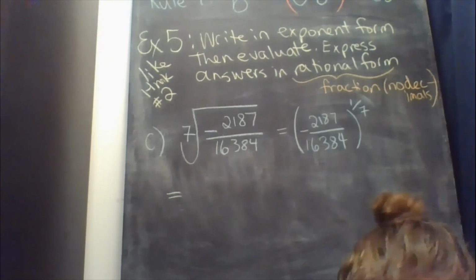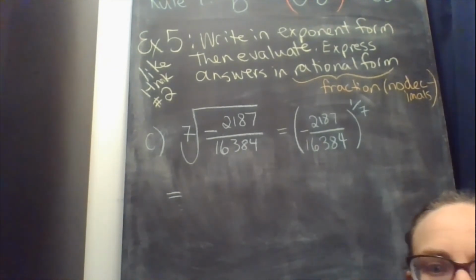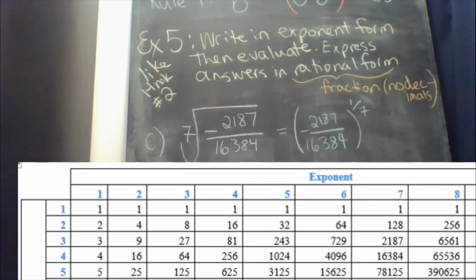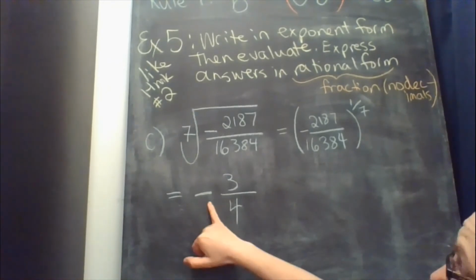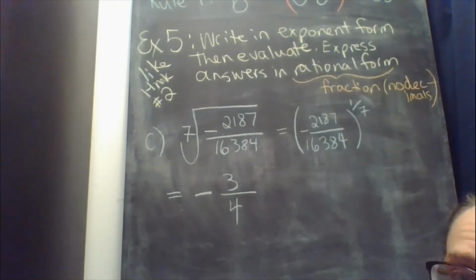So when I go to evaluate, let's bring up our lovely little handy dandy table. The 7th root of 2187 is 3. So my answer is going to give me negative 3 over 16384. Well, the 7th root of that is 4. So my fraction answer in this question is negative 3 over 4.